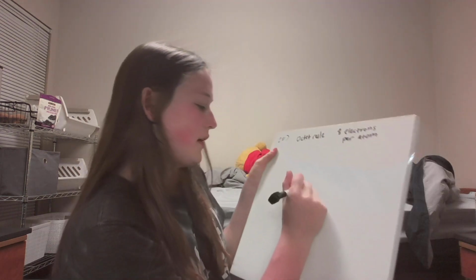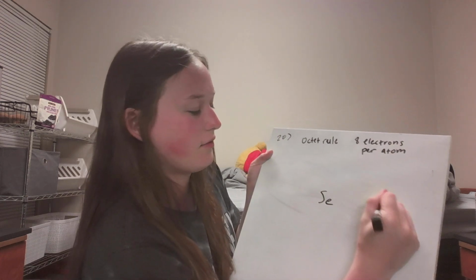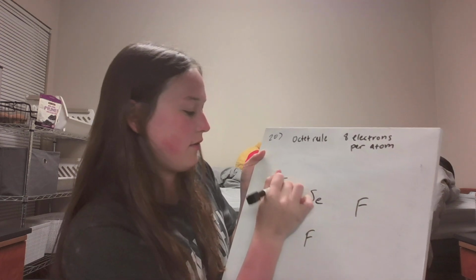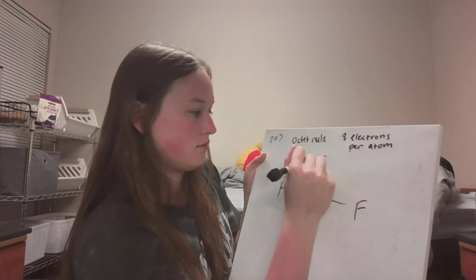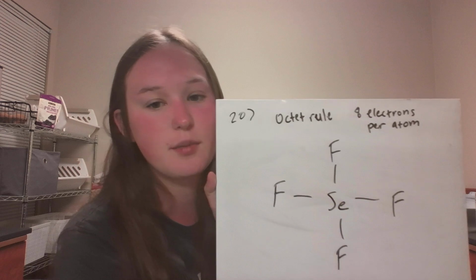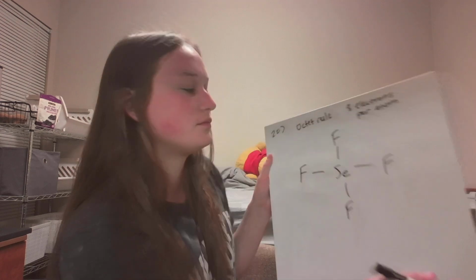So now let's prove that SeF4 isn't going to work out like we thought. So we have Se, and then F, F, F, F. So this is the most number of bonds that Se can form because fluorine can only form 1 bond.